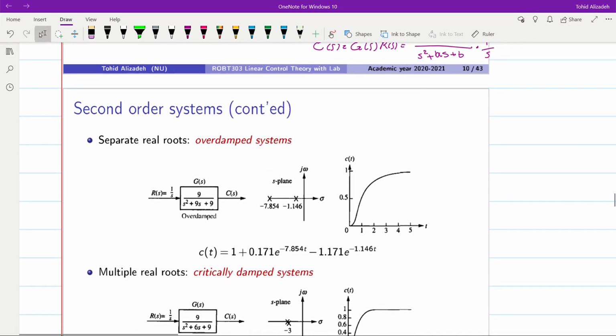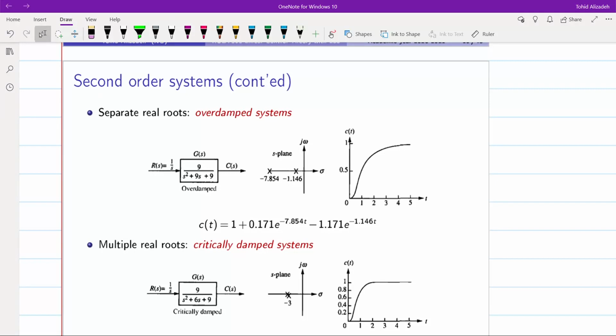For the second order systems, we will have 4 cases. The first case will happen when we have separate real roots. You can see an example over here. For g of s, we have 9 over s squared plus 9s plus 9, which gives us two poles at minus 7.854 and minus 1.146. So this is called an overdamped system.